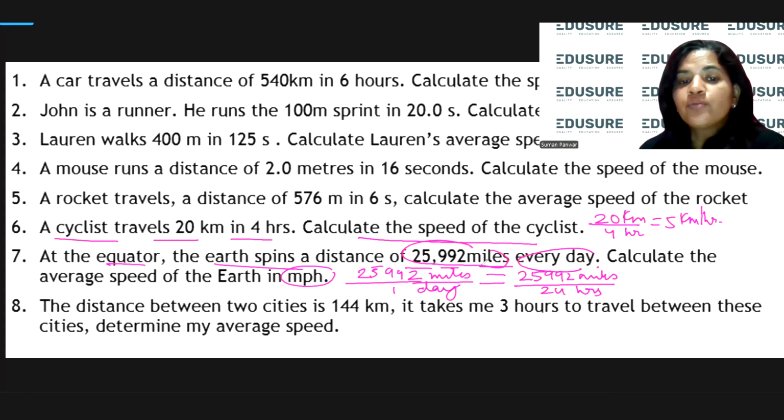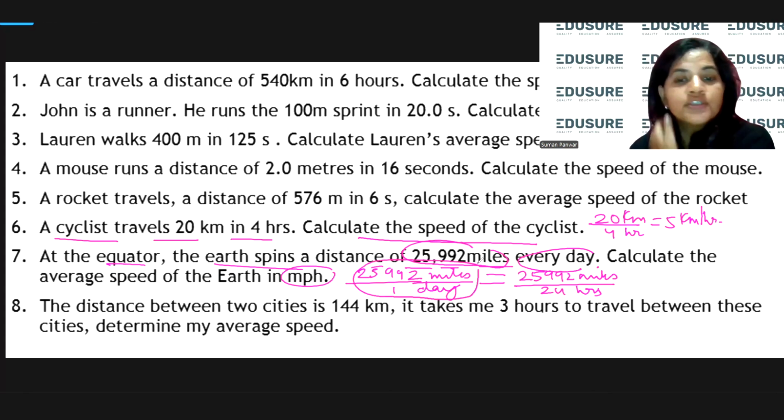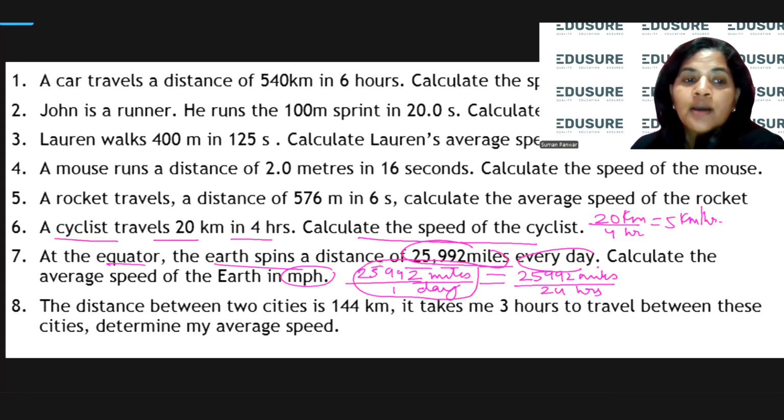Now here you have to be very, very careful, because both answers will be given in the options, 25992 as well. But remember that the distance is every day and you have to calculate the speed in miles per hour. So you have to convert day into hours, and in 1 day we have 24 hours. So you have to divide 25992 by 24.